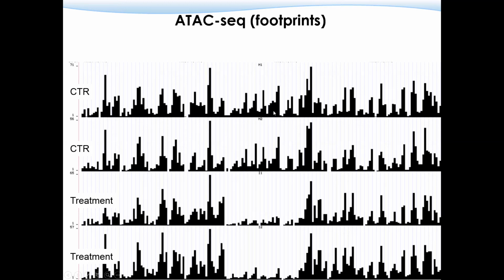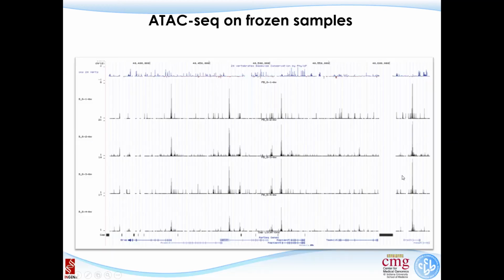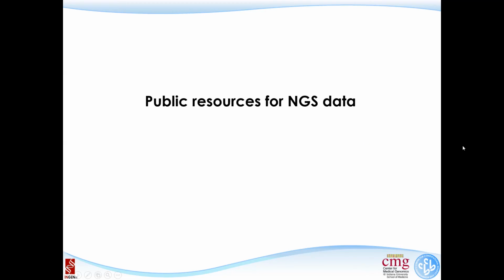So this is a little bit of a zoom in of the signals. As you can see, there's a big hole. And this hole is because there is a transcription factor bound there, so that left this footprint here. And this is based on the frozen samples. So I'm not going to repeat this.